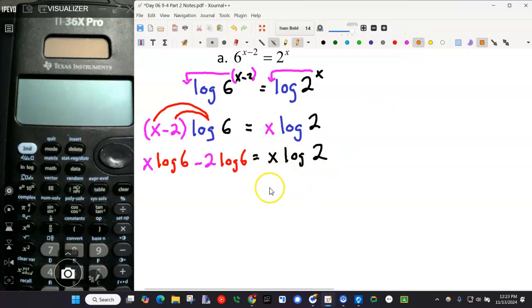So since this is a variable, I'm going to subtract that on both sides. And since this is the number, the minus 2 log of 6, there's no variable there, that's what I'm going to move to the right side.